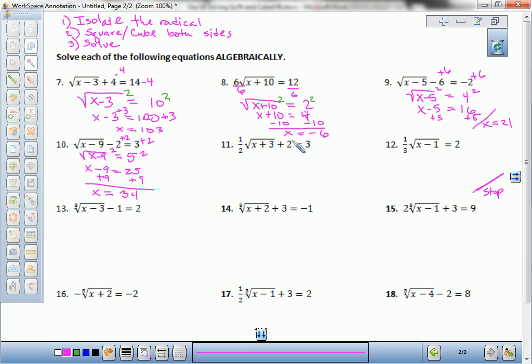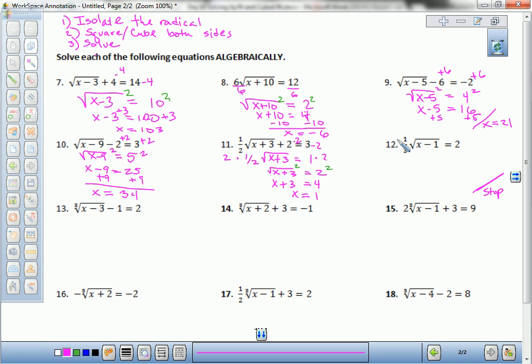Number 11 has a little more work to it. We subtract the 2. And then we multiply by the reciprocal. So when we have a fraction, you multiply by the reciprocal. So the reciprocal of 1/2 is 2. So here I get the square root of x plus 3 equals 2. Now we're to the point where we would square both sides. And we get x plus 3 equals 4. So when we subtract 3, we get x equals 1.